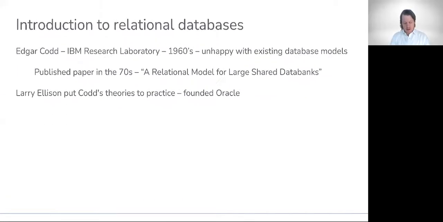So who got the ball rolling on the introduction of the relational databases that we're kind of used to today was Edgar Codd from the IBM research laboratories, and this took place in the early 60s. He was unhappy with the existing database models of the day. So in the 70s, he published a paper, A Relational Model for Large Shared Data Banks. And we'll see this was the theoretical foundation to the relational databases that we use today. Larry Ellison later put Codd's theories to practice and founded a company that you might know today, Oracle.